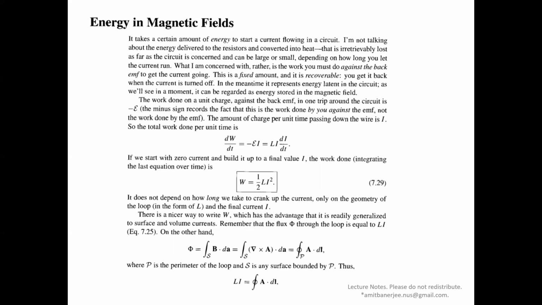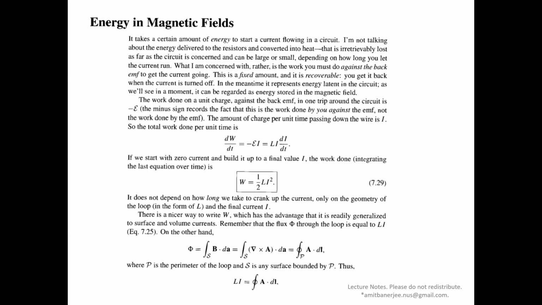What we're talking about here is the work you must do against the back EMF to get the current going, which we discussed in the last slide. This is a fixed amount and it's recoverable. You can get it back when the current is turned off. In the meantime, it represents energy latent in the circuit, as you will see in a moment. It can be regarded as the energy stored in the magnetic field.